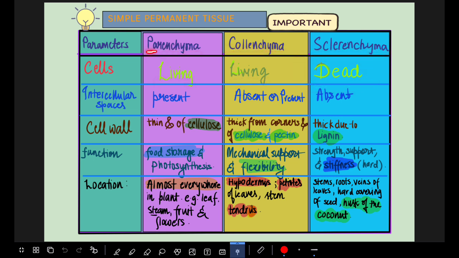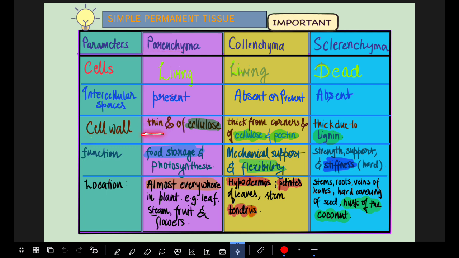Now in parenchyma, intercellular space is present. The space between two parenchymatous cells is present. In collenchyma, the space may be absent or present, not confirmed. But in sclerenchyma, the space is absent. These are compactly packed cells. Now cell wall. Parenchyma cell wall is very thin.